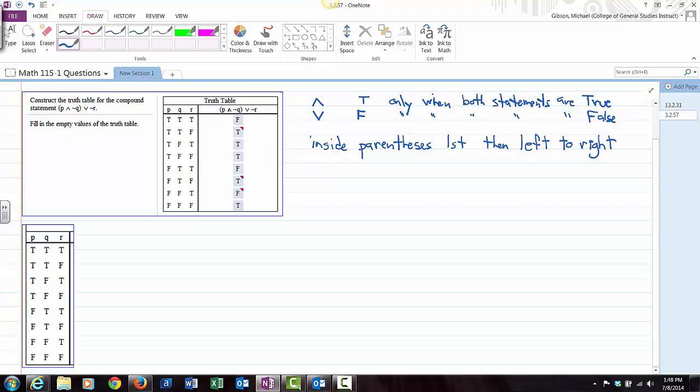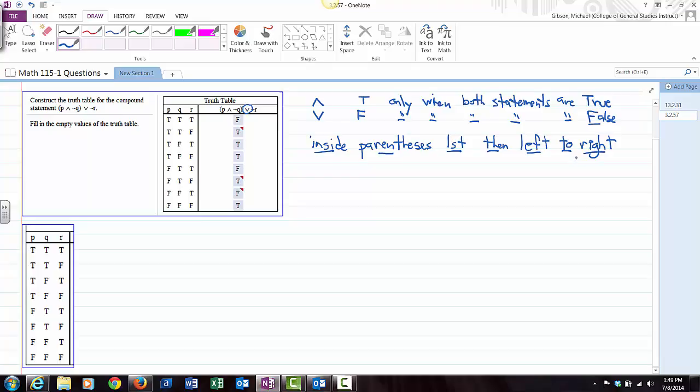Okay, see we have an AND there. AND statements are true only when both statements are true. All right? And we have an OR statement here, right? OR statements are false only when both statements are false. So there's our rules for this one. One other thing, this is a compound statement, right? We've got P and not Q inside parentheses, and then we've got our OR. So the order in which you do things does make a difference sometimes, so do the right order. We do inside parentheses first, then left to right.